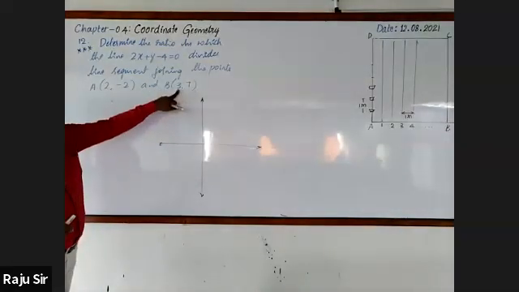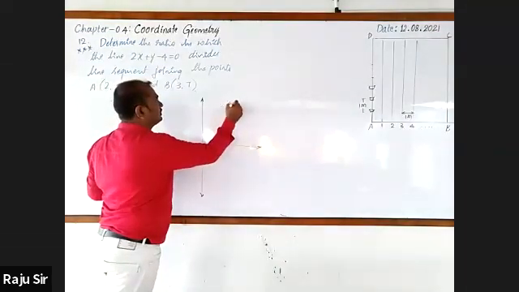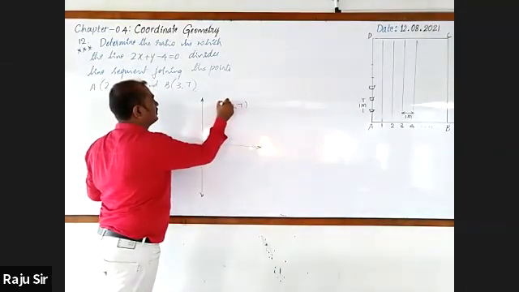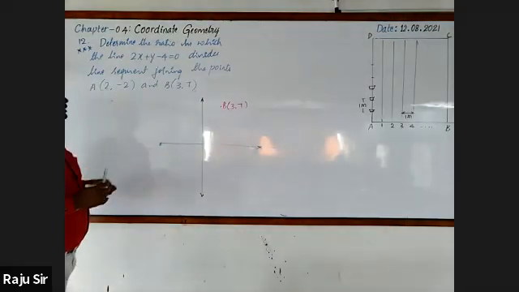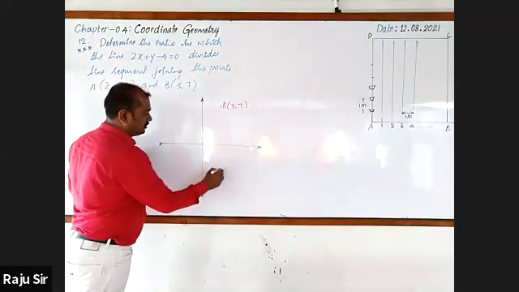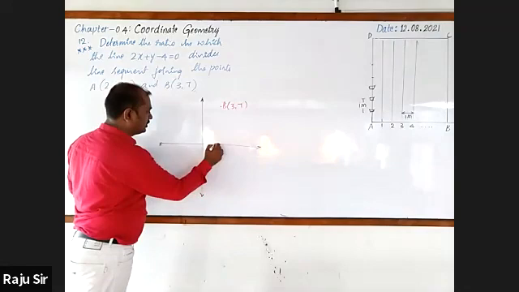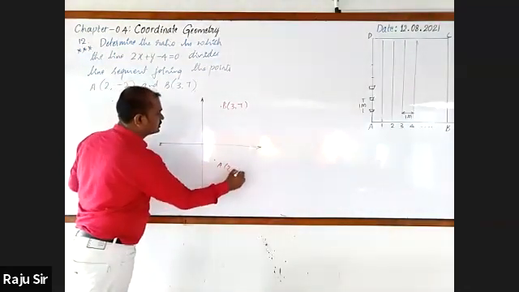Here, 3 comma 7. In which quadrant does it lie? First quadrant. 3 comma 7, call it as point B. Next, fourth quadrant. It comes in the fourth quadrant, 2 comma minus 2.